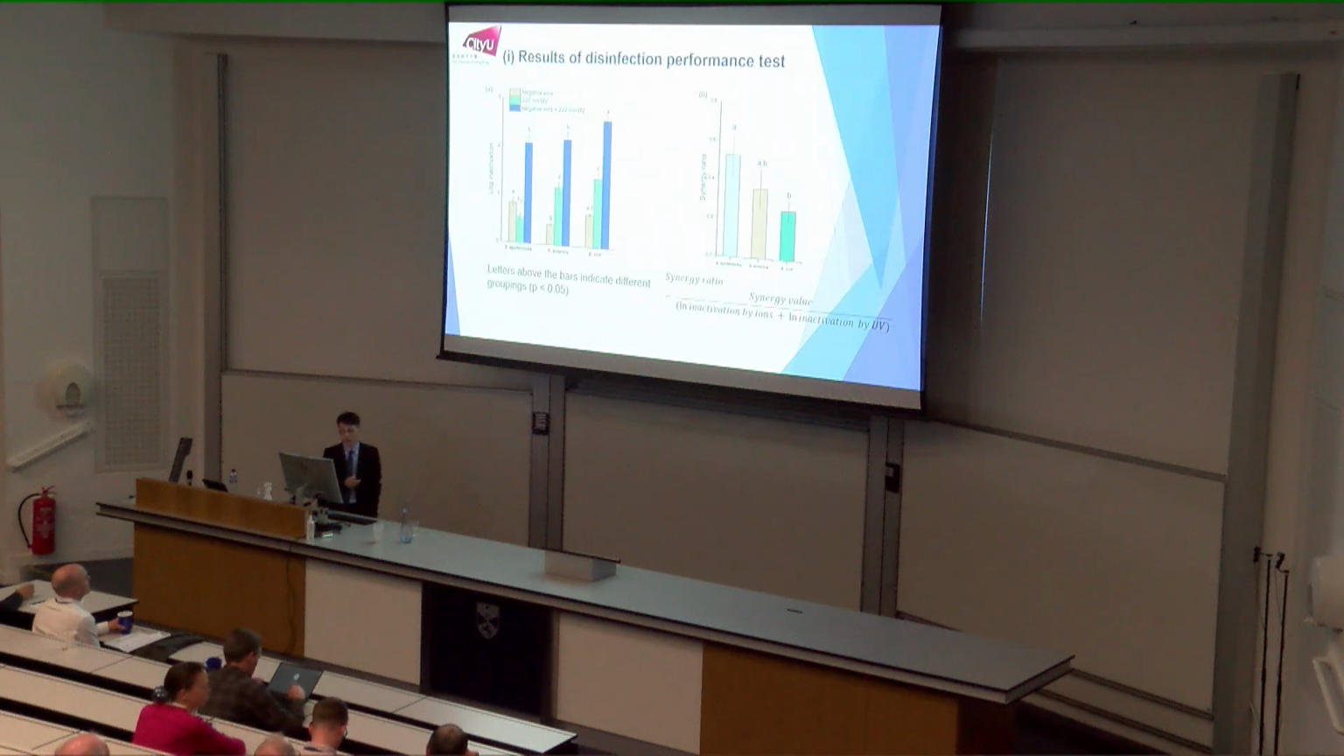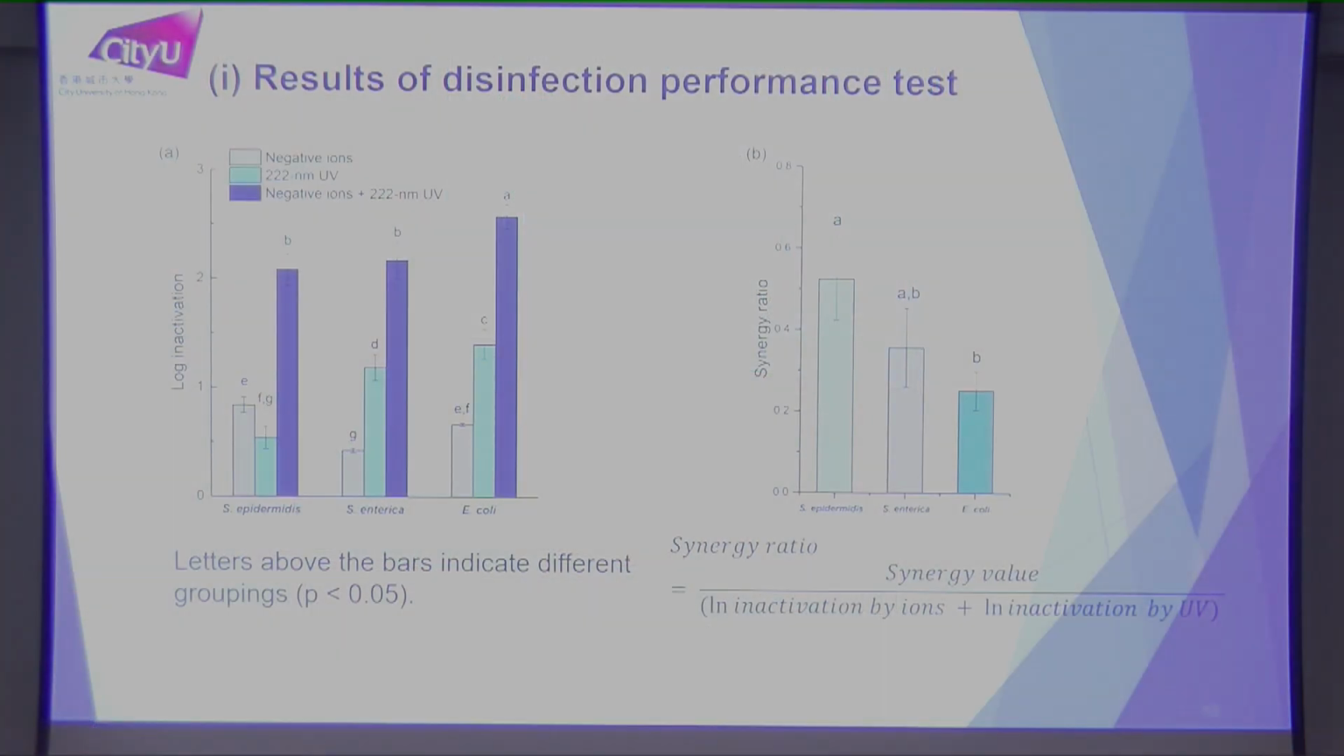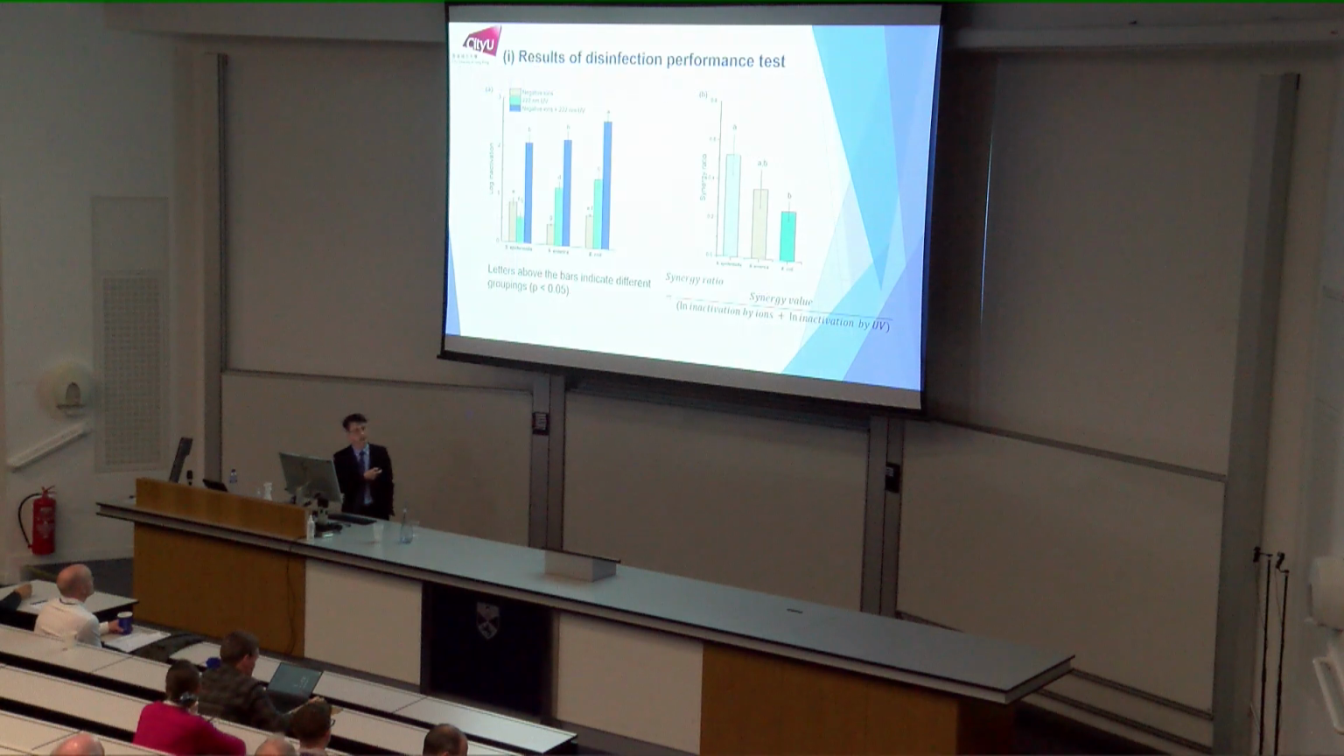So here are the results. On the left hand side, you can see the log inactivation. Here is just the negative ions. Here, the green one is just the 222. And the blue one is the combined. When combined, it seems larger than the individual ones. So that's why I quantify it by the synergy ratio.